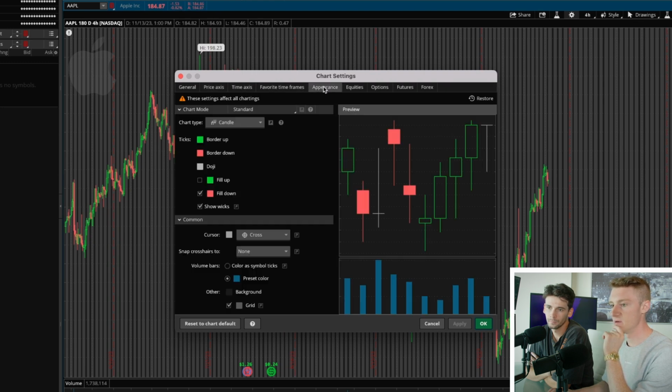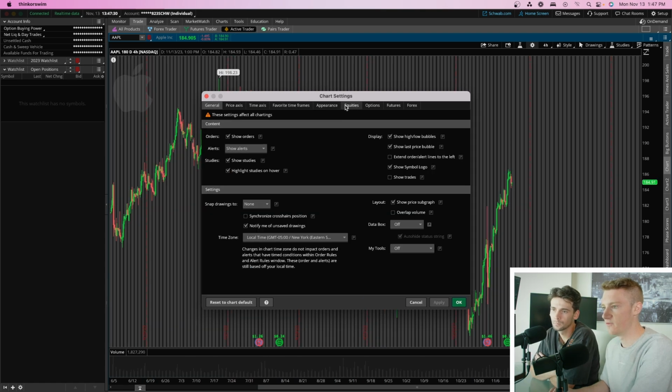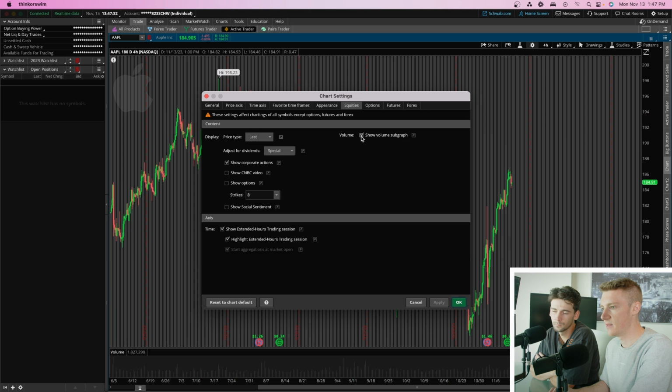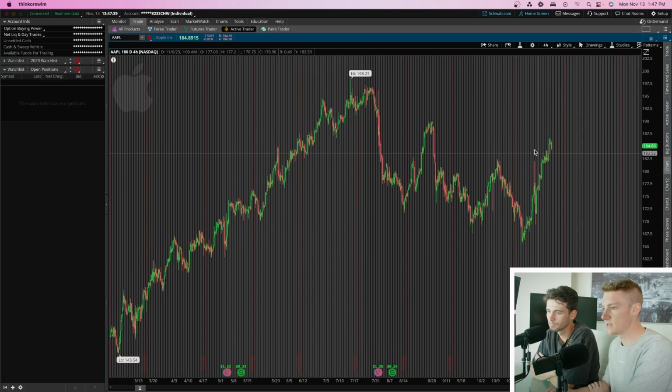Favorite time frames, good. Appearance, again, this is all preference based. This is just how I have it set up though. We're going to uncheck grid. Okay. And then I like filling the candles. So we're going to click on fill up and now it's going to fill in the green candles like that. Okay, so next we want to remove the volume. We're going to go to equities and then uncheck show volume subgraph, apply that. Okay, so now we've got a pretty clean looking chart right here. We're on the 4-hour time frame, looking back over the last 180 days.